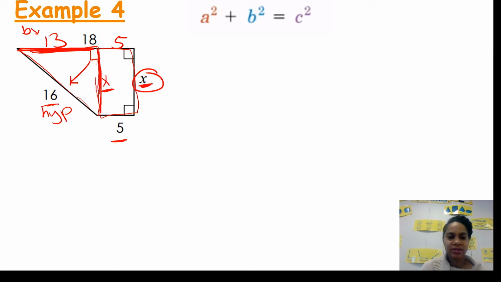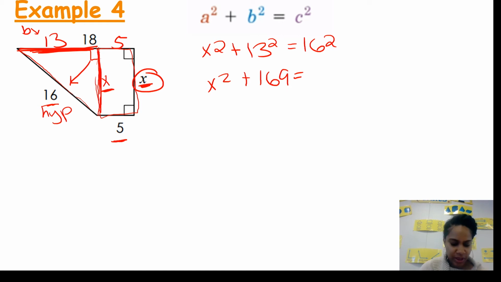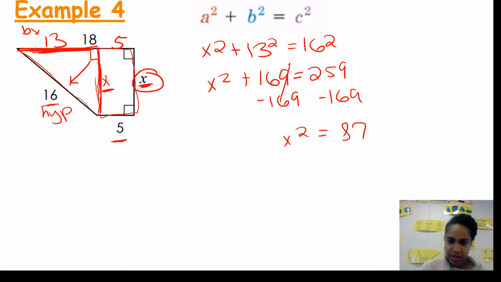All right, so let's just plug it in. I'm going to say x squared plus, so my b is 13 and c is 16 squared. X squared plus 169 equals 16 squared, which is 256. Subtract 169 from both sides. I'm left with x squared equals 87. Then I take the square root. Square root of 87 is 9.3. All right, so I found the value of x here. That is 9.3.